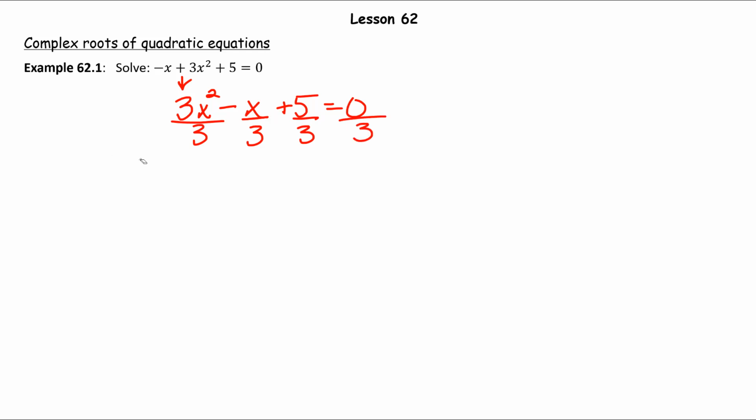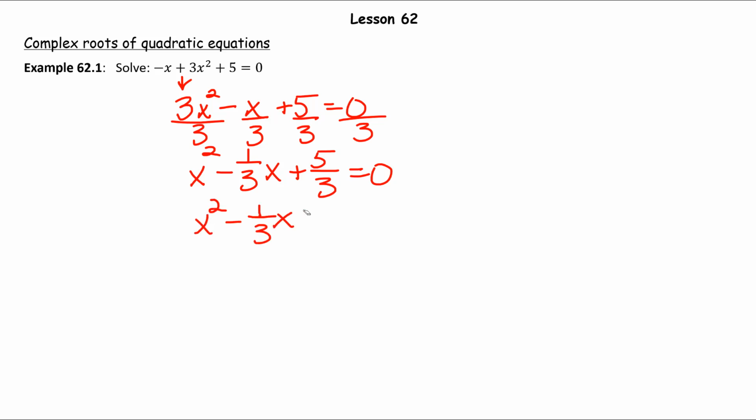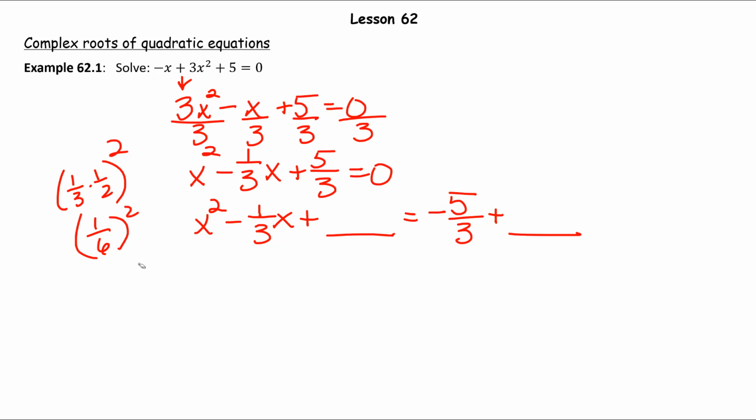And we will end up with x squared minus 1/3 x plus 5/3 is equal to 0. And so now we can do our little thing where we leave a blank after the x term, and we move the constant to the right and leave a blank over there as well, because we're going to add something to both sides of the equation, and that something is going to be half the x coefficient squared. The x coefficient is 1/3. 1/2 of 1/3 is 1/6. And when we square that, we're going to get 1 over 36.